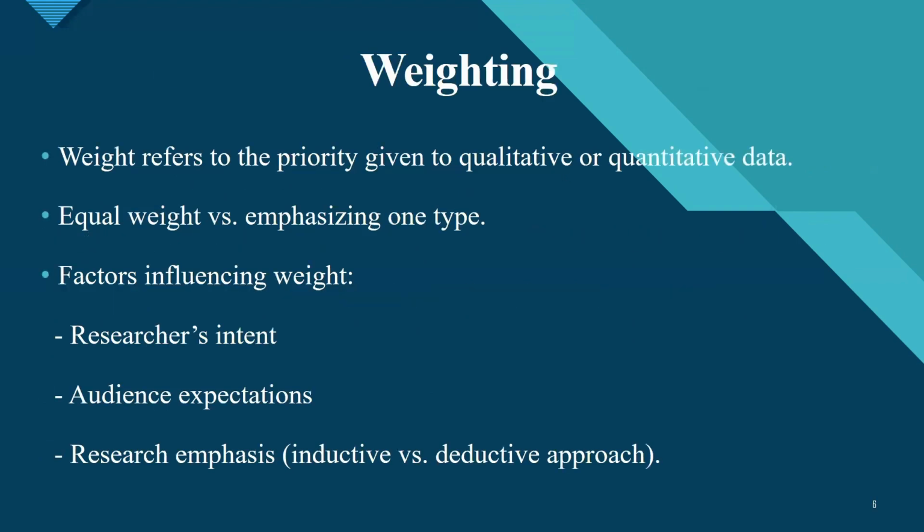Weighting. Weighting in research refers to the emphasis given to qualitative or quantitative data in a study. Some studies give equal weight to both, while others prioritize one over the other. The priority depends on several factors: the researcher's interests, the expectations of the target audience, such as faculty, communities, or professional organizations, and the research approach, whether inductive, focusing on themes, or deductive, testing a hypothesis. By carefully considering weighting, researchers can align their methodology with their study's goals.